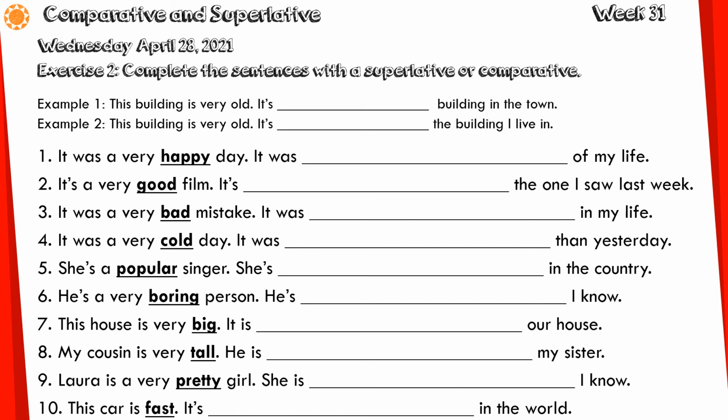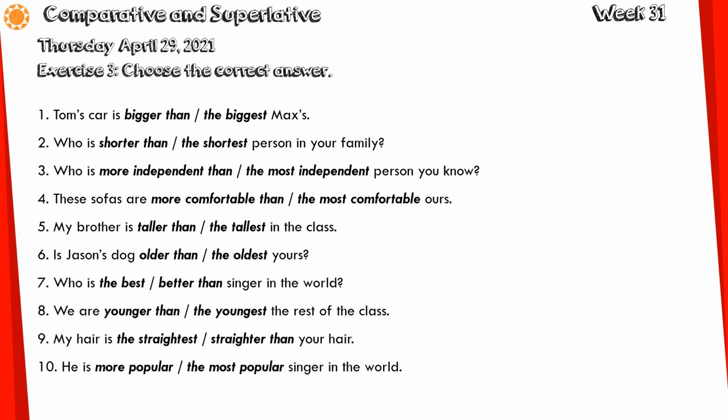So number 1 is a superlative because we are comparing more than three. Example number 2 is a comparative because we are comparing two objects. So we have example number 1, the oldest. Example number 2, older than. Now you read the sentences and complete with a comparative or superlative.